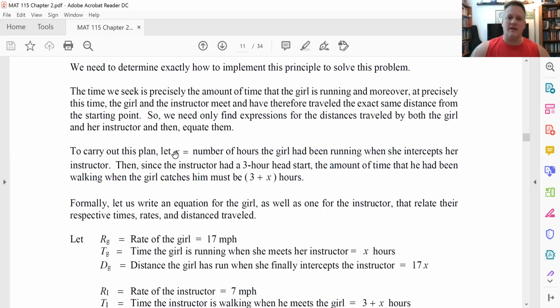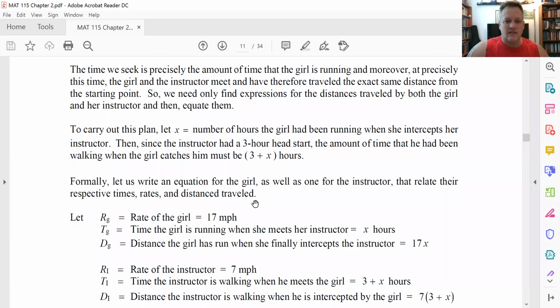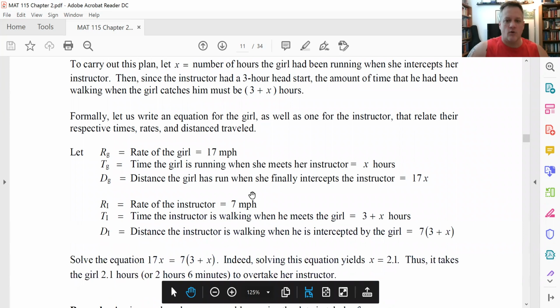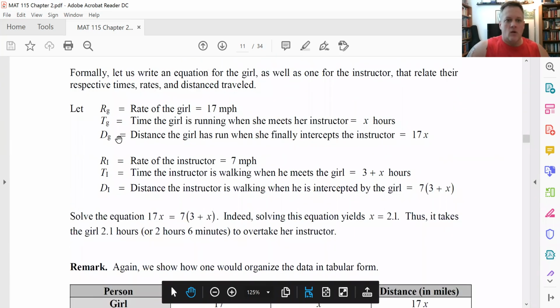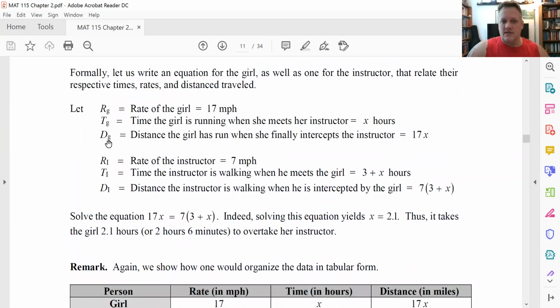Given that the instructor had a 3-hour head start, he or she would be walking for X plus 3 hours: the 3 hours initially, plus the amount of time it takes the girl to catch up. So let's label all the information that we know. We'll have the rate, time, and distance for the girl, and the rate, time, and distance for the instructor. The rate of the girl is 17 miles an hour.